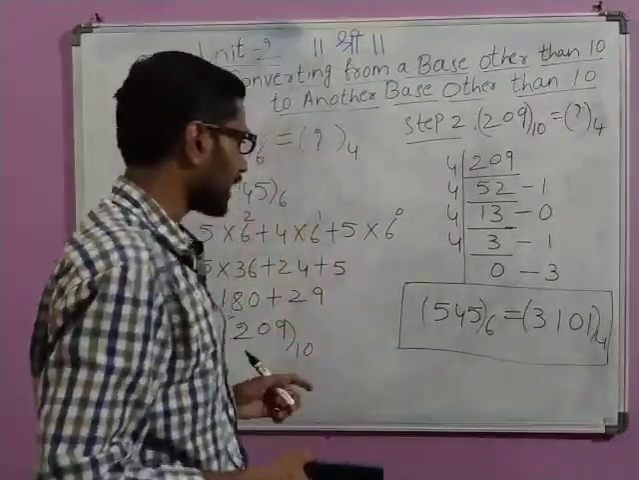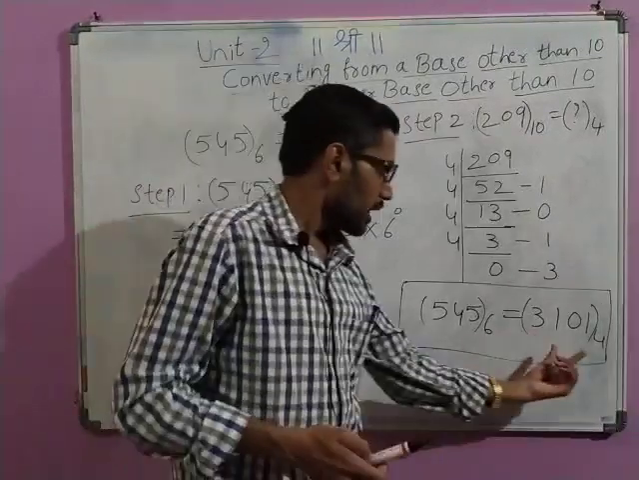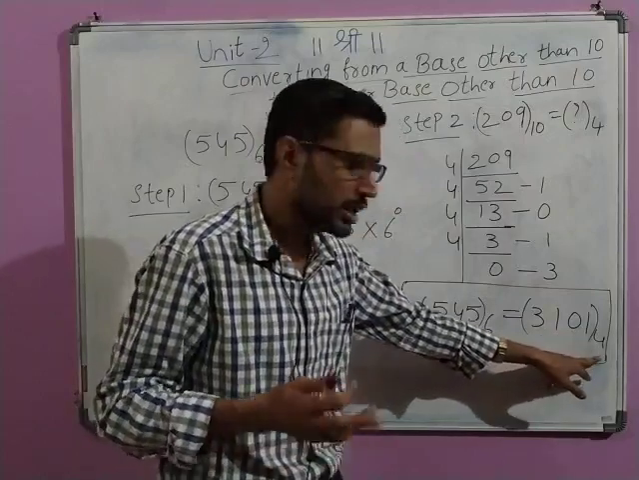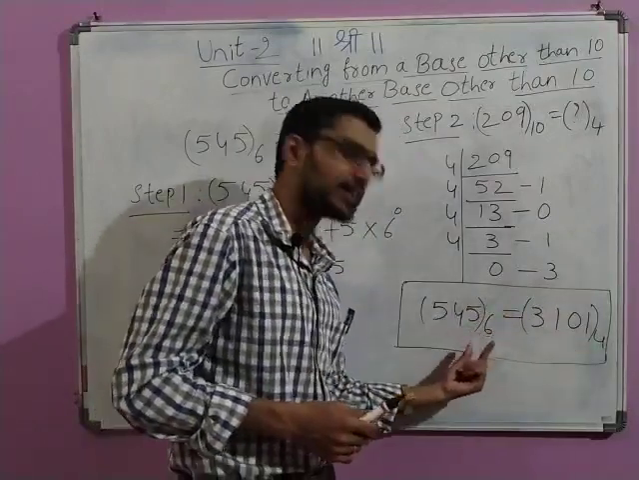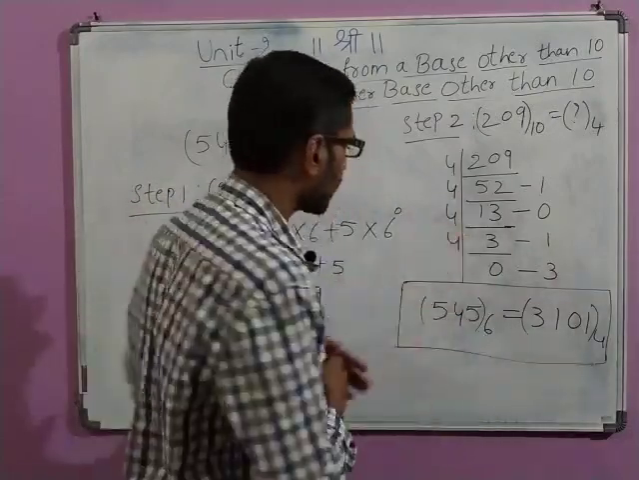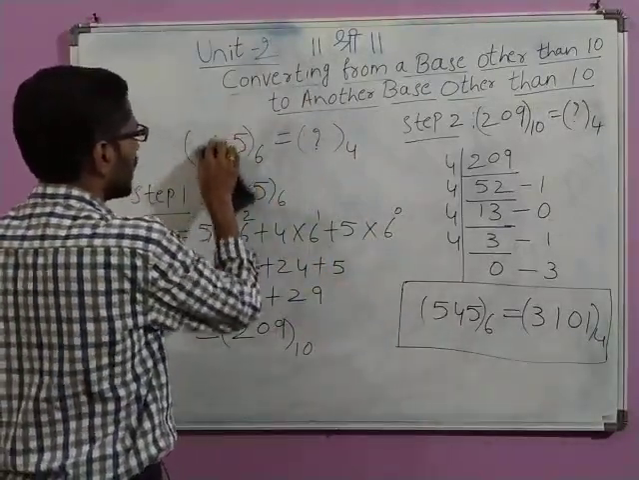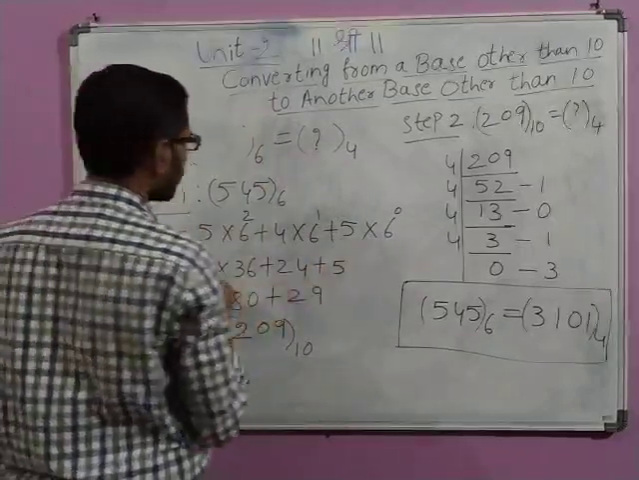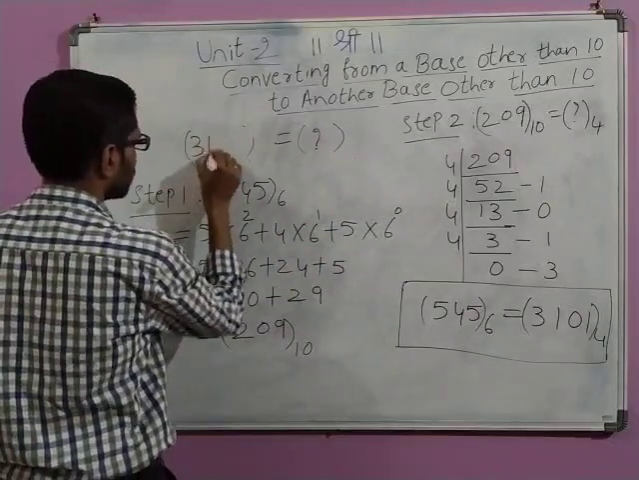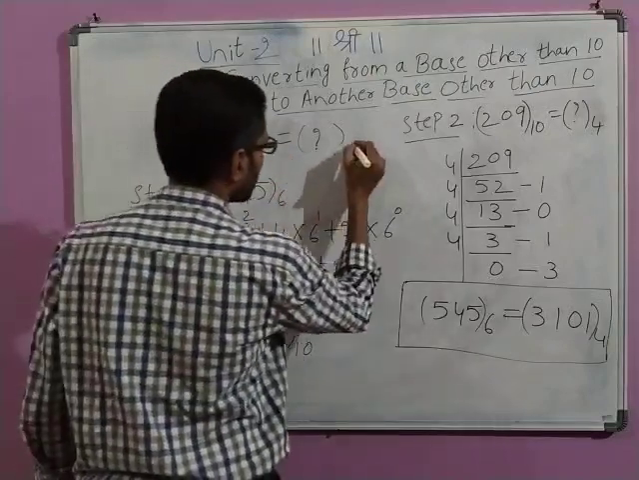So now let us take the same example. Like this answer that we have got now, I can take this as well. So suppose if the number is 3101 to the base 4 and I want to convert it to the base 6, I need to follow the reverse procedure. Let us take the same example and check whether we will get the same result. So what I will do here is, instead of 545, I will take this as 3101 to the base 4, question mark to the base 6.